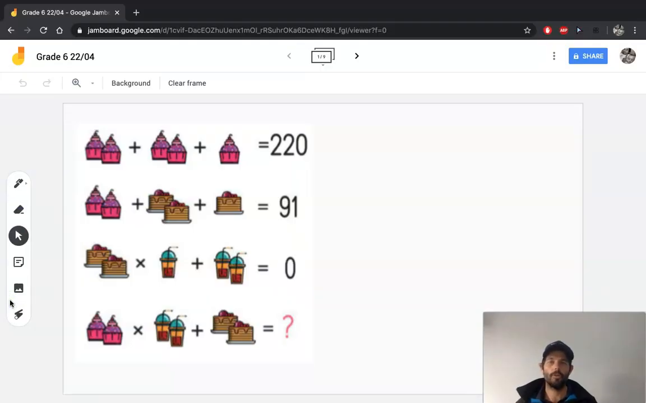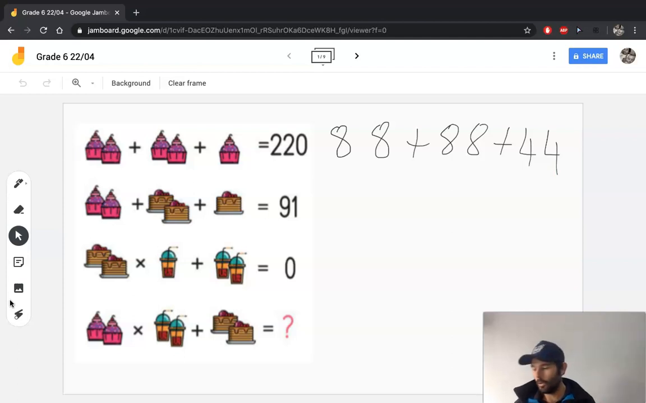So I'm going to start at the top line. There are 5 cupcakes. 5 cupcakes goes into 220. How many times? So 220 divided by 5 is, sorry, not 88, 44. So 1 cupcake is 44, so 2 cupcakes are then 88. So 88 plus 88 plus 44. If you work that out, you should get 220.